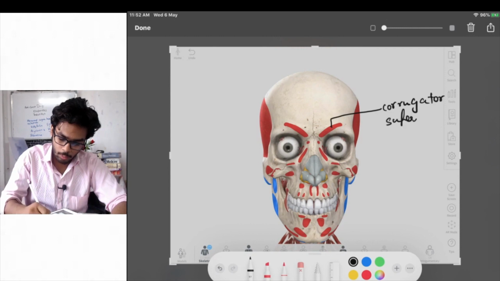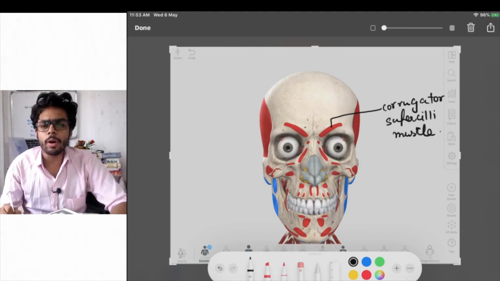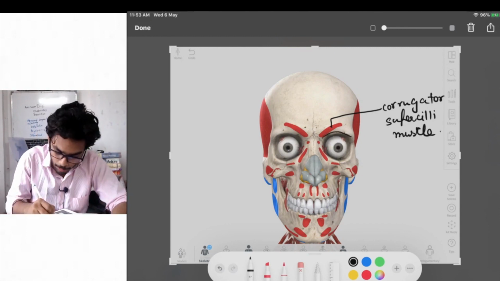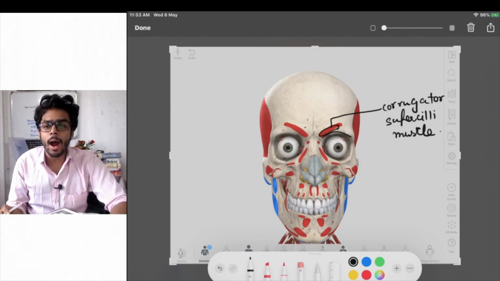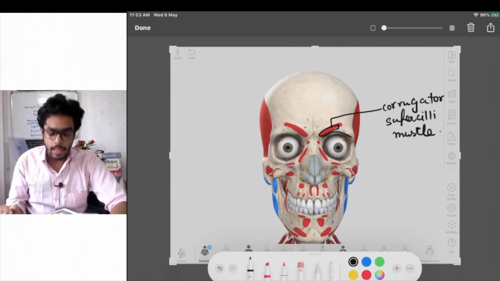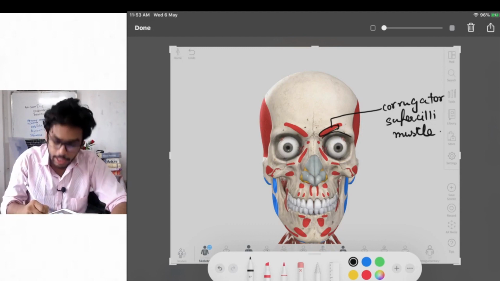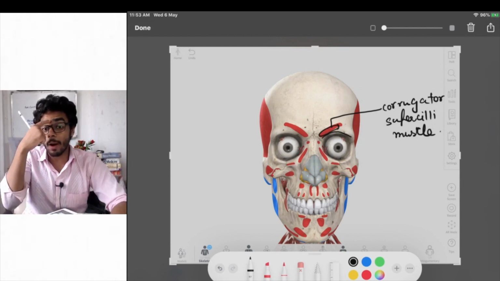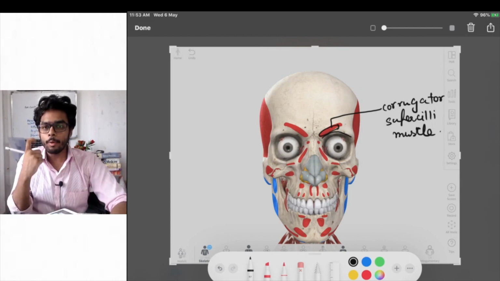Corrugator supercilii muscle. Can you see its origin? From the medial part of the supraorbital margin. This is the supraorbital margin, and this muscle originates from the medial part of the supraorbital margin, and it gets inserted into the skin of the eyebrow. Which part of the skin? The medial part of the skin, and it helps to pull the eyebrow.